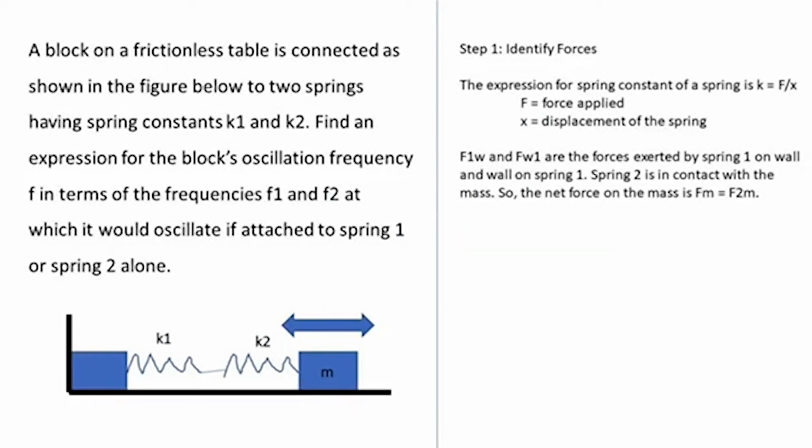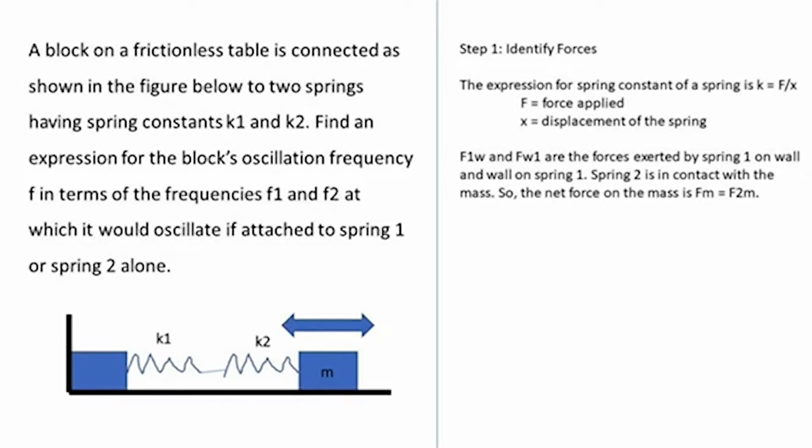So the first thing we're going to do is think about the situation given by the problem conceptually and identify the forces that are at play. An important equation to know for this problem is the expression for the spring constant of a spring: K equals F divided by X, where F is the force being applied on the spring and X is the displacement of the spring.